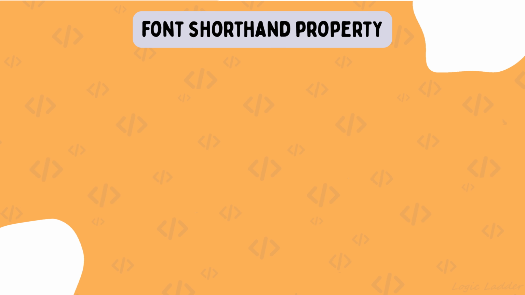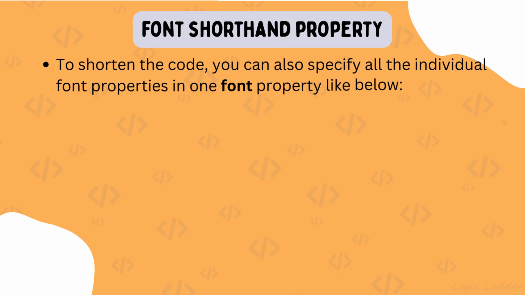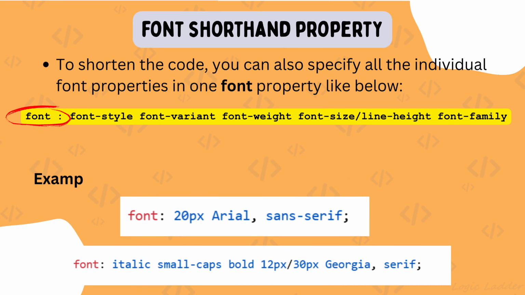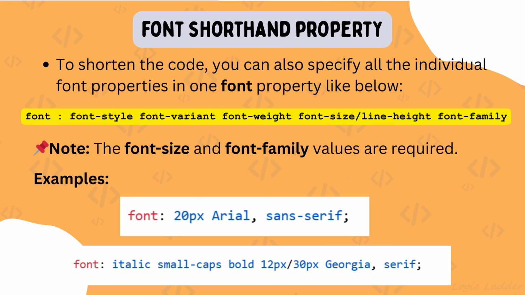As there are so many font properties, to shorten the code, you can also specify all the individual font properties in one font property like this. Font is the shorthand property to specify font style, font variant, font weight, font size or line height, and font family. You can see the examples here. The font size and font family values are required. If one of the other values is missing, their default values are used.